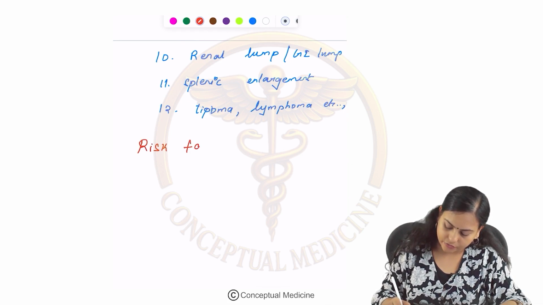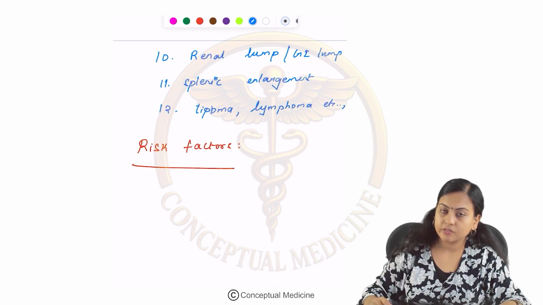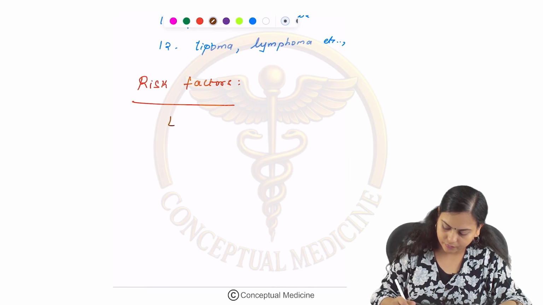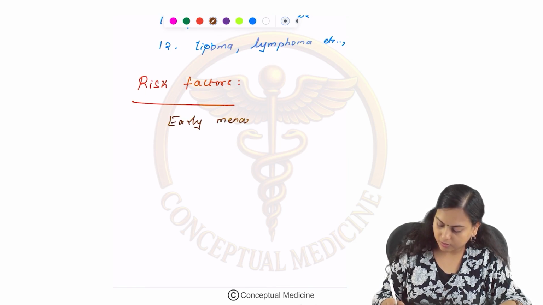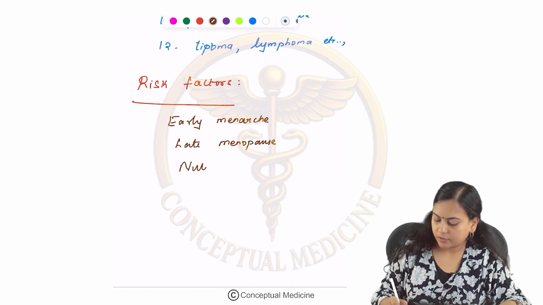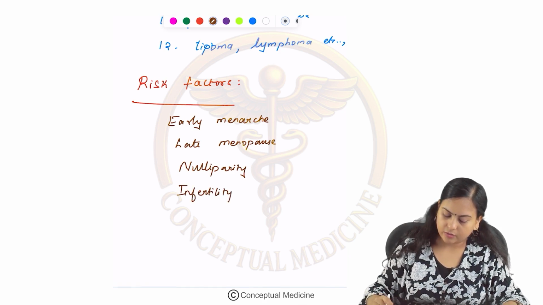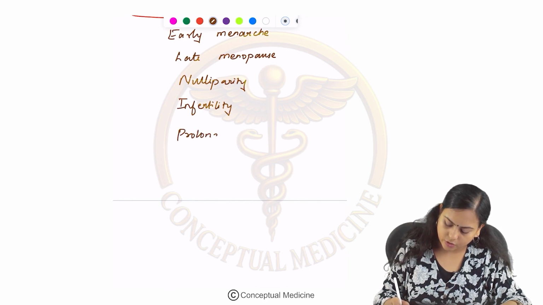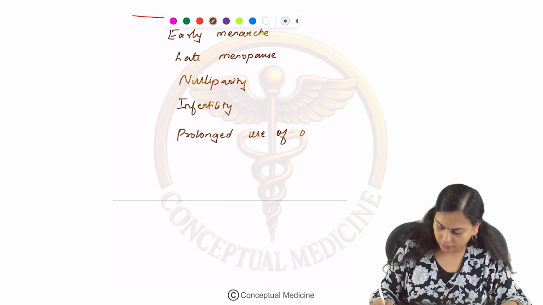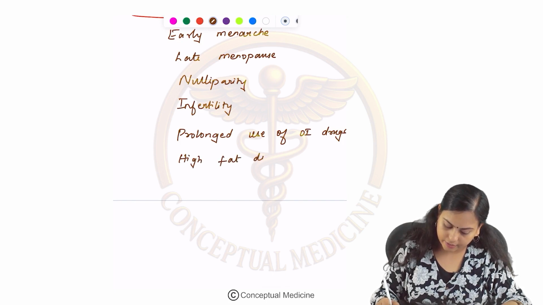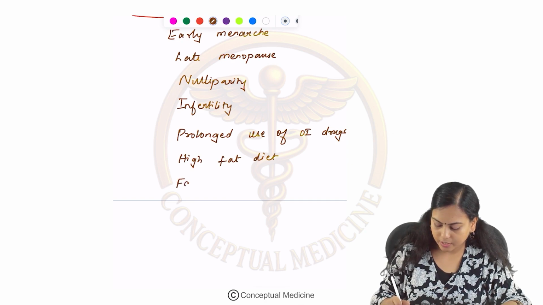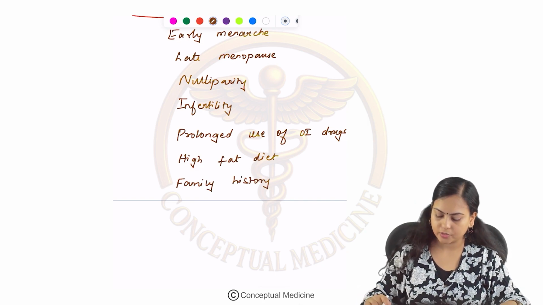First, let us start with the risk factors for CA ovary. Risk factors for CA ovary will include early menarche, late menopause, nulliparity, infertility, when there is prolonged use of ovulation inducing drugs, an intake of high fat diet, and as I told you already, there can be family history also of endometrial, breast cancer, or even ovarian cancer. So, that should be asked, right?